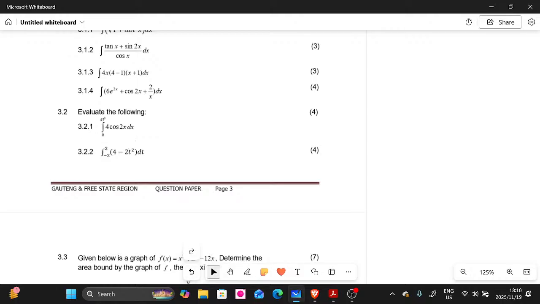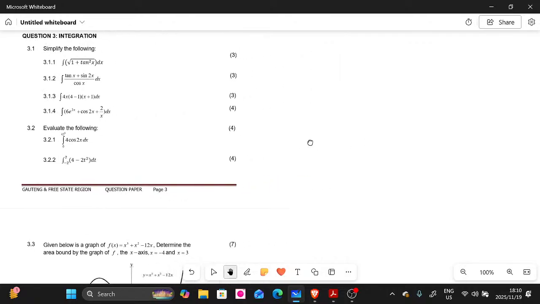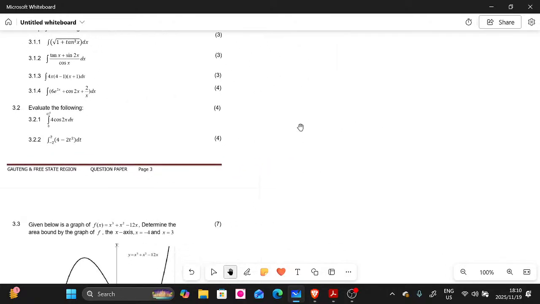Okay, now let's look at this question. I'm going to copy it on the side. Let me just zoom down for now. So here's what we have, people. We have sigma, with 45 degrees at the top and 0 at the bottom, of 4 cos 2x dx. So here they want us to evaluate. Basically they just want us to calculate the limits, guys.